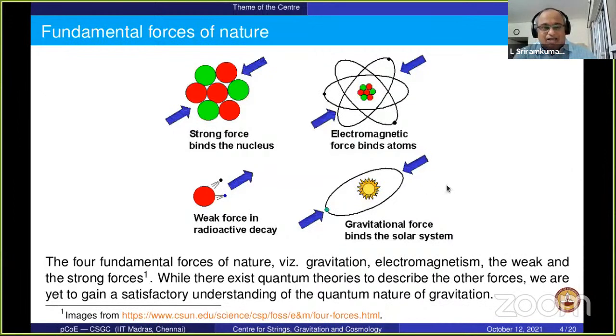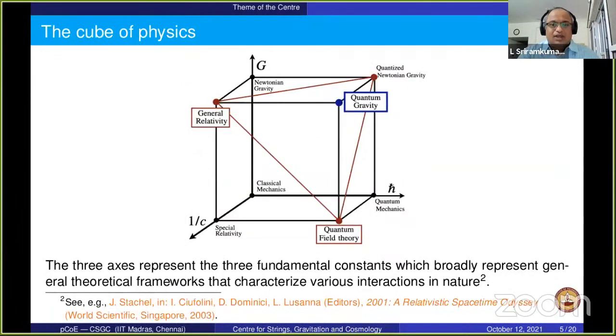However, the methods that we have to quantize the theories that describe these forces, such as electromagnetism, the strong and the weak forces, do not seem adequate to construct a quantum relativistic theory of gravitation. That seems to be the challenge of the 21st century. There is another way of understanding these various theories.